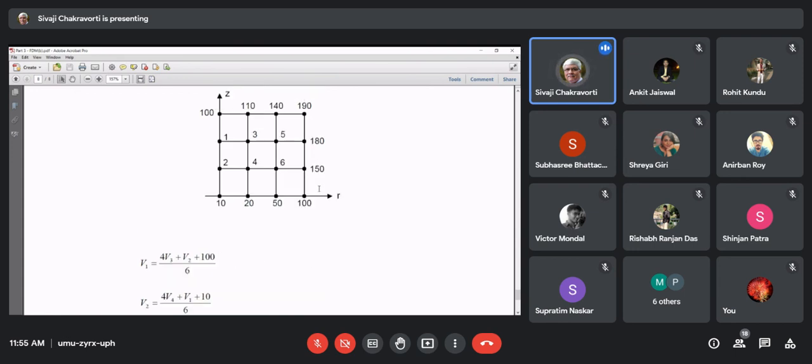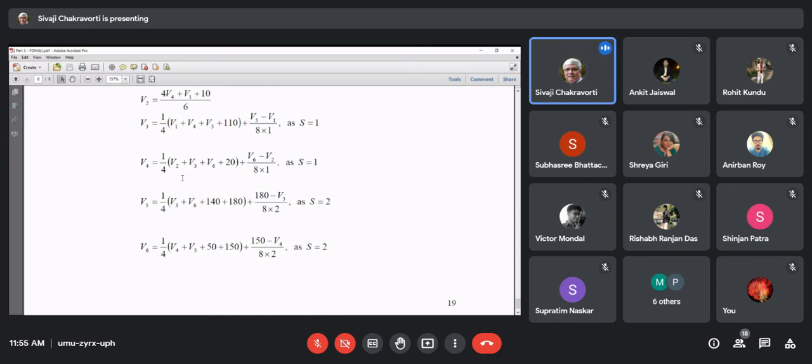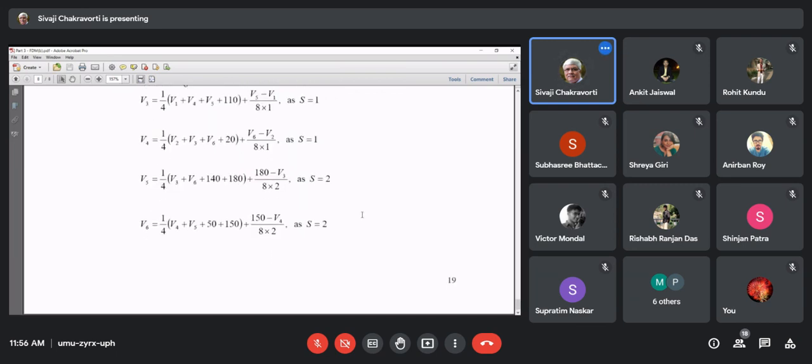And interestingly for node 3 and 4, this radial distance is H, so R is equal to S times H, so S is equal to 1. For node 5 and 6, the radial distance is 2H. So radial distance 2H means S is equal to 2. So for 5 and 6, we take S equal to 2. So here you can see V3 and V4, I write the equation, but S is equal to 1. V5 and V6, I write the equation, but S is equal to 2. This is the way we write the equation.